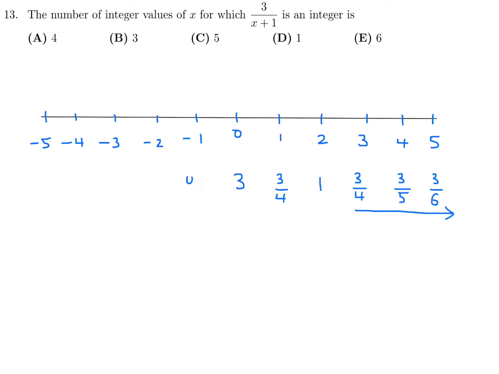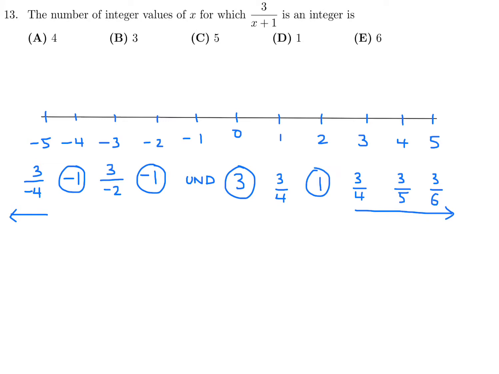So let's go to negative 1. Negative 1 would make it undefined, actually. So that doesn't work. Negative 2 makes it negative 1. Negative 3 would make it 3 over negative 2. Negative 4 would make it negative 1. And negative 5 would make it 3 over negative 4. And then as we go that way, it'll never be an integer. So the only time it was an integer is here, here, here, and here, and that was for values of negative 4, negative 2, 0, and 2. So 4 values, 1, 2, 3, 4. So number 13, the answer is A.